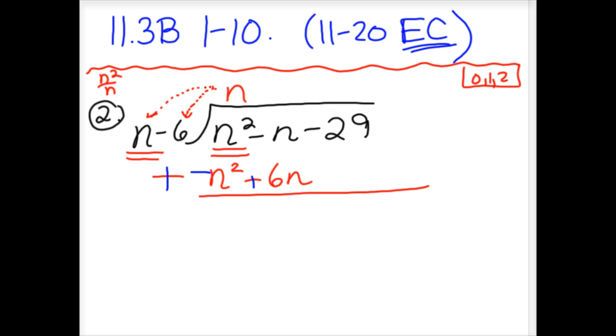Now when I add them up, the n squareds are gone. That will always happen. I get 0 n squared, so I'm not even going to write anything down. These will always disappear and be nothing. I have a negative n, which is really one of them, plus 6 more of them, which gives me 5 of them. I've now dropped a level. I do just what I do in numerical division, and I drop the next term down.